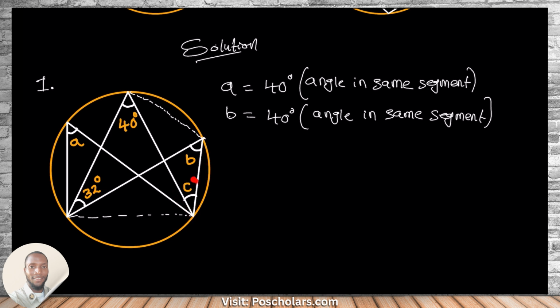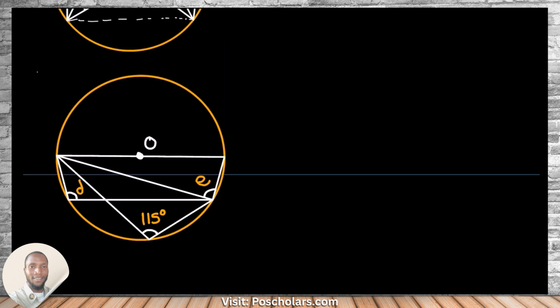So I can safely say angle C is equal to what? 32 degree. And what's the reason? Angle in same segment also, right? Now we are done with question 1. Now let's move on to question 2. Great, here is question 2, right?